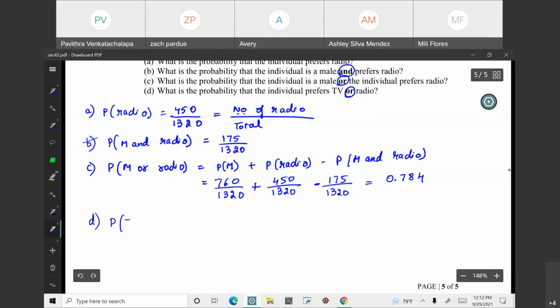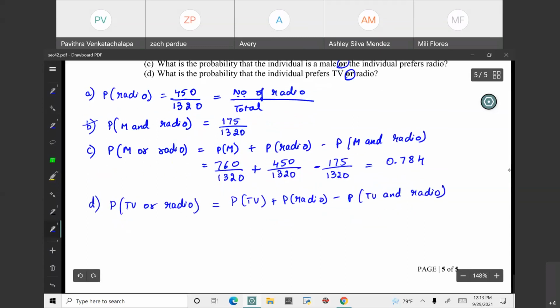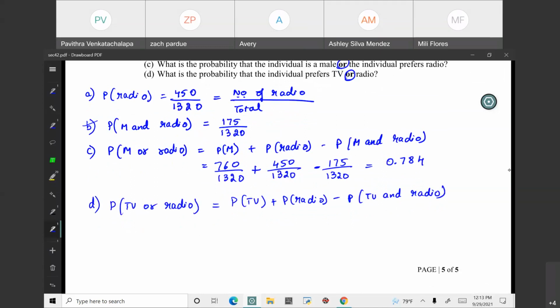Now, probability of TV or radio. Again, use the formula because we do not have any information about this in the table. So it would be probability of TV plus probability of radio minus probability of TV and radio. It is not a lot to calculate. Tell me the answer. And I need answer from these two columns.